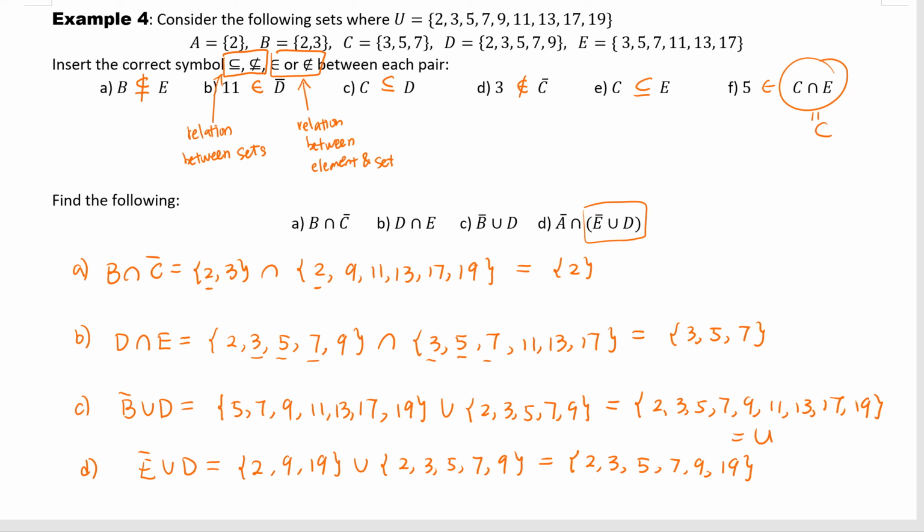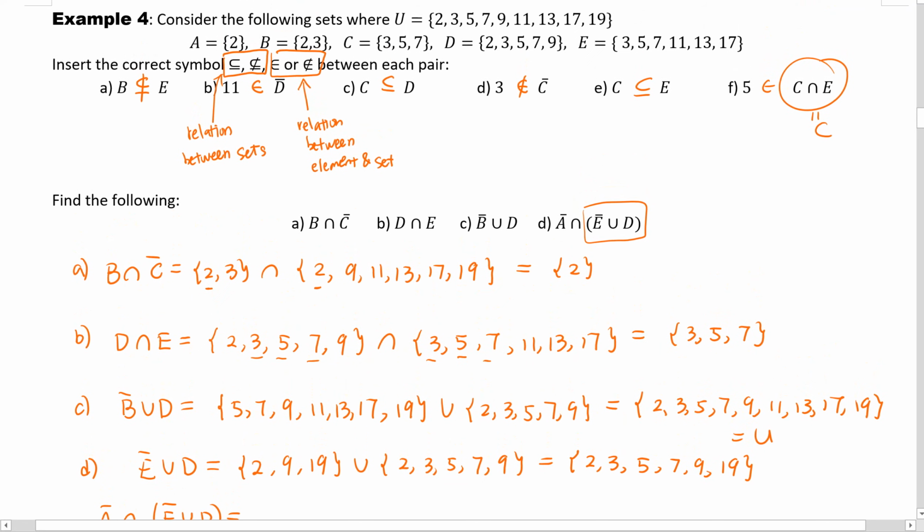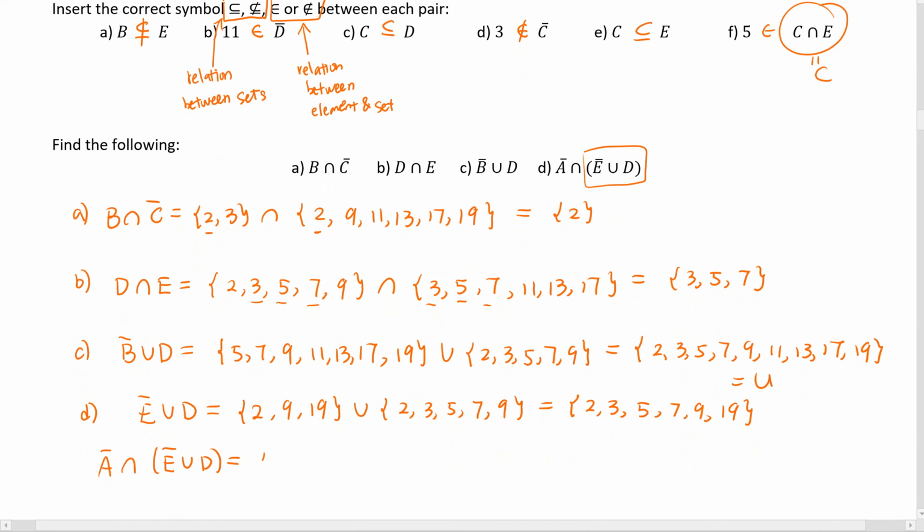And then the next step, we use the A complement to intersect this new set. So what is A complement? Let's go back up here. A is the number 2. So the A complement is going to be everything except 2: 3, 5, 7, 9, 11, 13, 17, 19. This is A complement. And we want to intersect the previous set, which is 2, 3, 5, 7, 9, 19.